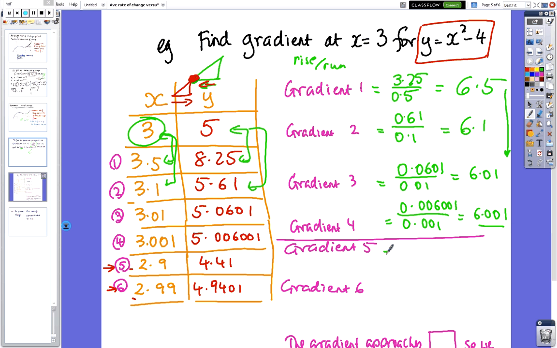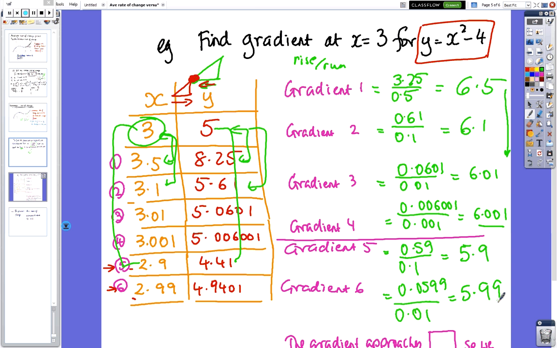So let's see what happens from underneath. The gradient: 5 minus 4.41 equals 0.59, and 3 minus 2.9 is 0.1, so I've got 5.9. I don't have a 6, but I'm not that far away from 6. And the next one, 5 minus 4.9401 equals 0.0599, divided by 0.01.